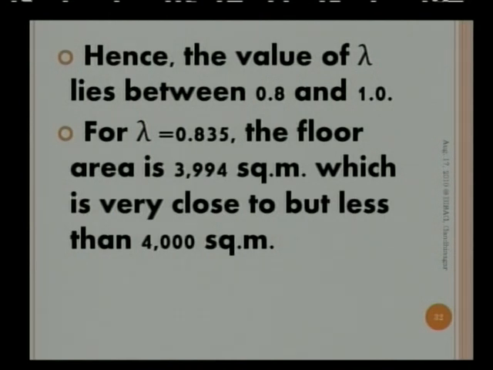0.835. Then we find out Q1, Q2 and Q3. We get the total area to be 3994 square meter, which is 6 square meter less than the available 4000, so it is very close. So you can continue with this optimal solution, that is for lambda equal to 0.835. Whatever lot size you get, you can go for ordering all the 3 items, and that cost will turn out to be the minimum one.